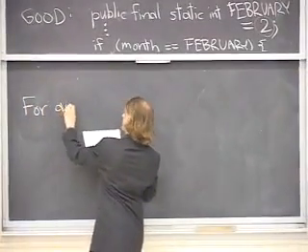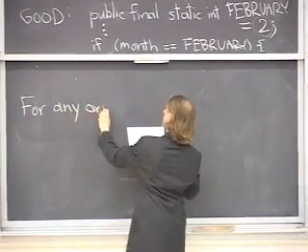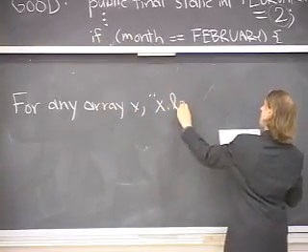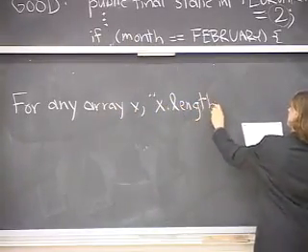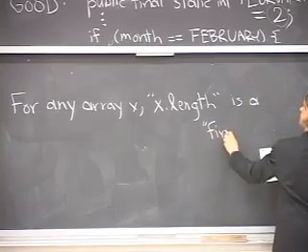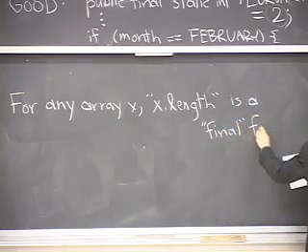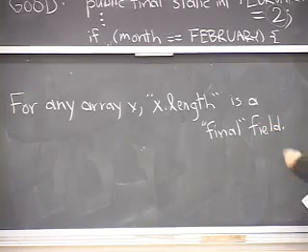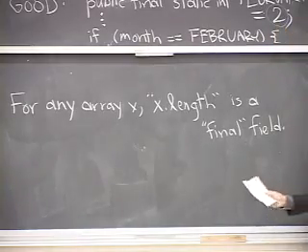Final note, for any array x, x.length is considered to be a final field, and that's why you can't change it. If you ever try to assign something to a final field other than in the initializer, you get a compile time error.